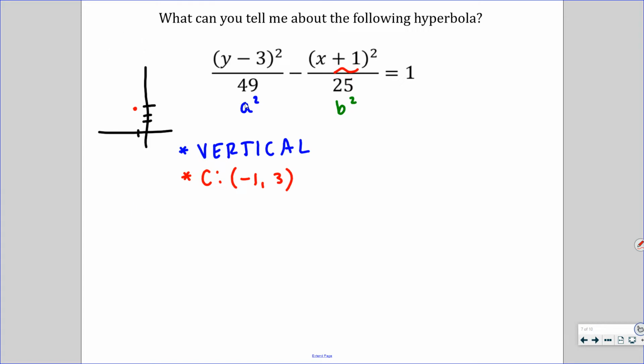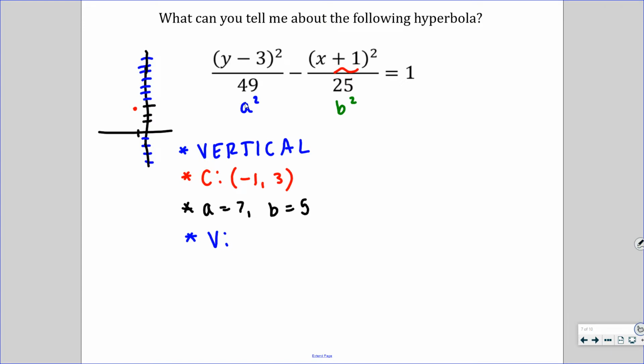Okay. So I can figure out where the vertices are by identifying what my a and b are. a squared is 49, so a is 7, b is 5. So that means my vertices are 7 above and below the center. If you want to plot that, you can. 1, 2, 3, 4, 5, 6, 7. 1, 2, 3, 4, 5, 6, 7.